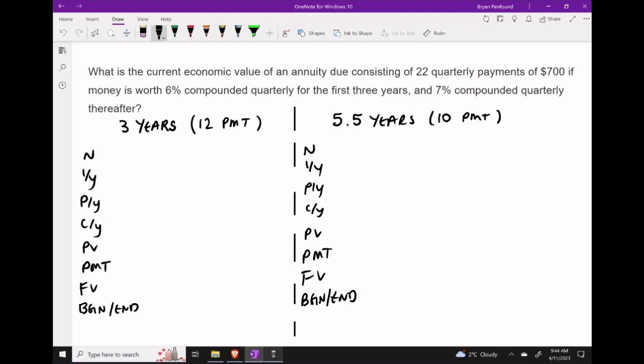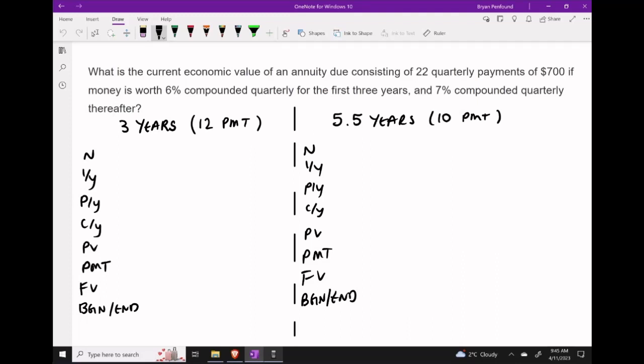I have to do a little bit of mental math here to start. So I want to use the calculator. I want to deal with the first 3 years of quarterly payments first. So that's going to be 12 of our equal-sized payments. If we take 22, subtract 12 of those payments, we have 10 left, which means we're going to go for another 2.5 years at that 7% compounded quarterly rate.